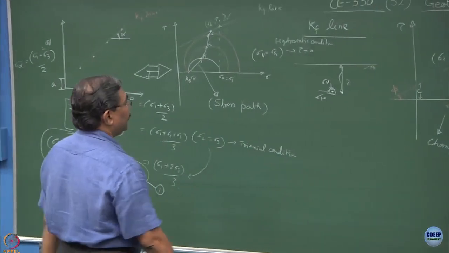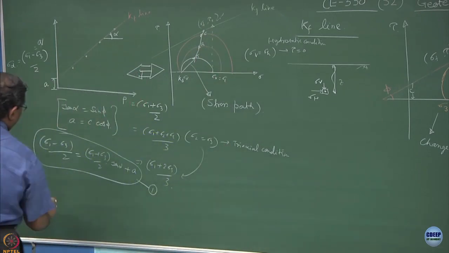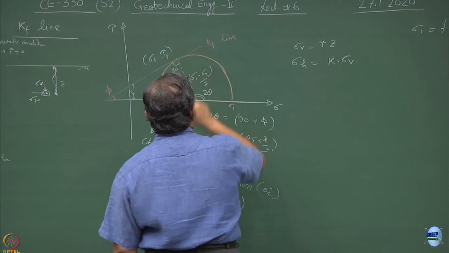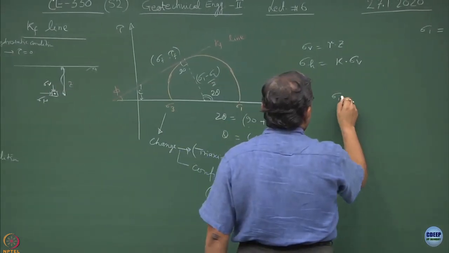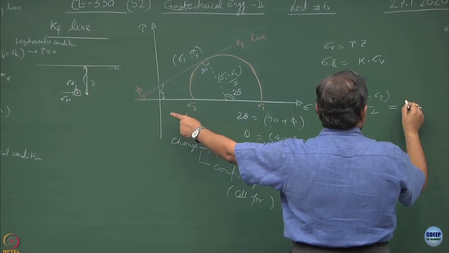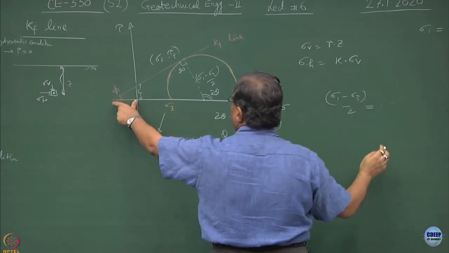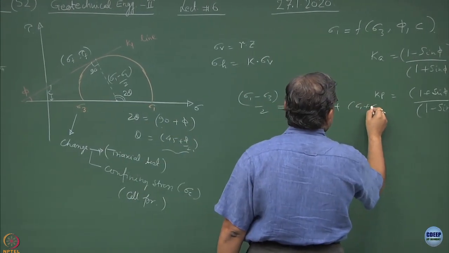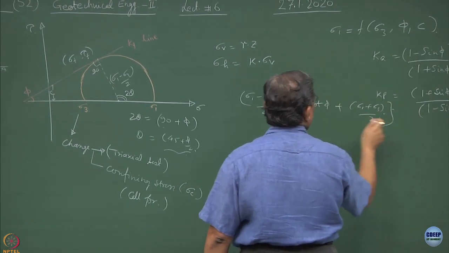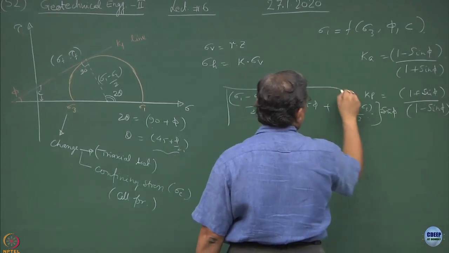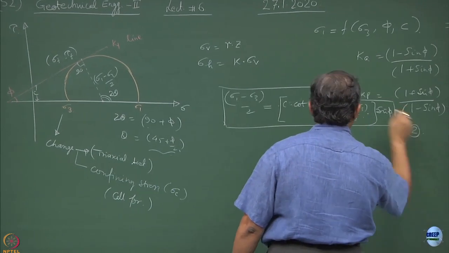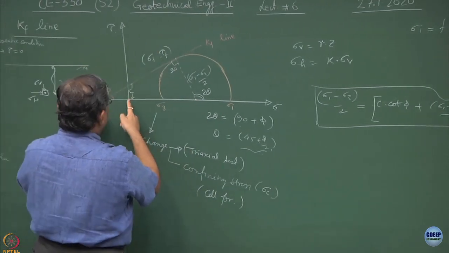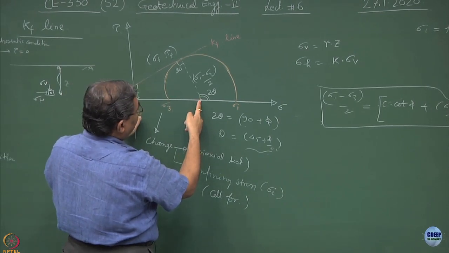The second equation comes when I have this relationship over here, the way we have derived this function. So, we define (sigma 1 minus sigma 3) by 2 equal to c cot phi plus (sigma 1 plus sigma 3) by 2 into sin phi. Is this okay? Please check my expression, it might be incorrect also. Hope it is alright.